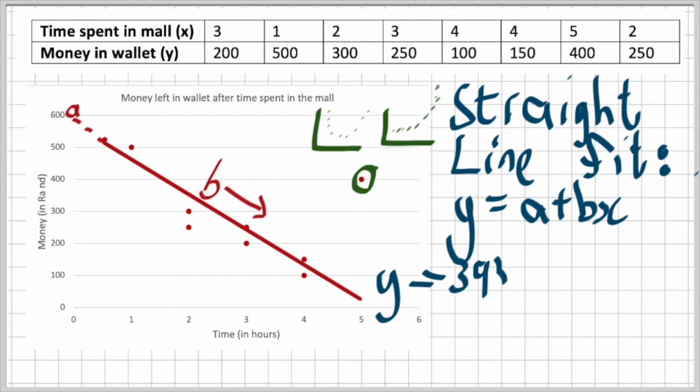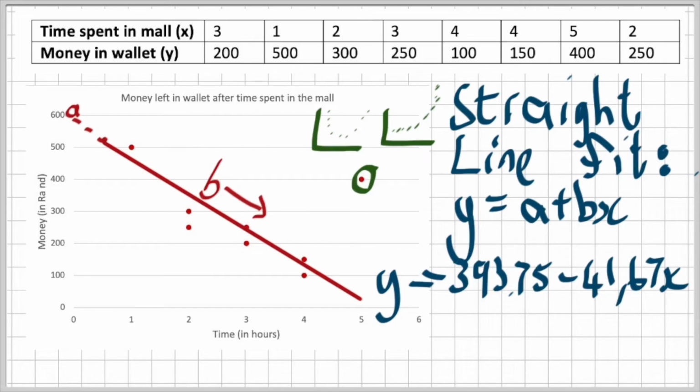Now this specific equation is 393,75 minus 41,67x. I rounded this off to 2 decimal places purely for the video. In the exam, you've got to be careful because this is one place where they can tell you to go to 3 or 4 or even 5 decimals. So please, please, please be careful.